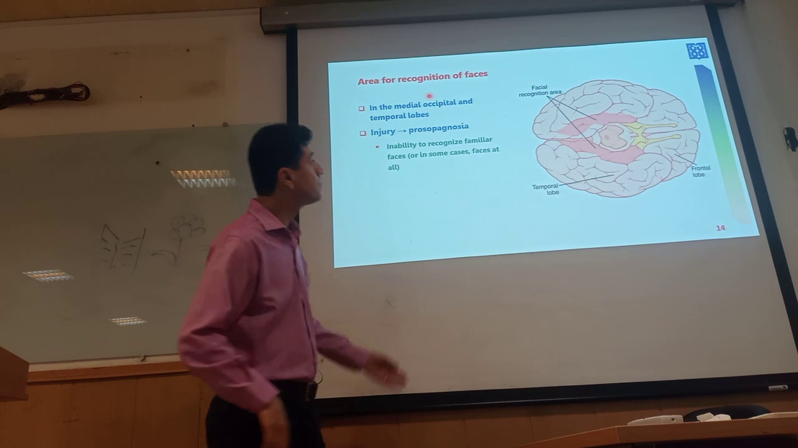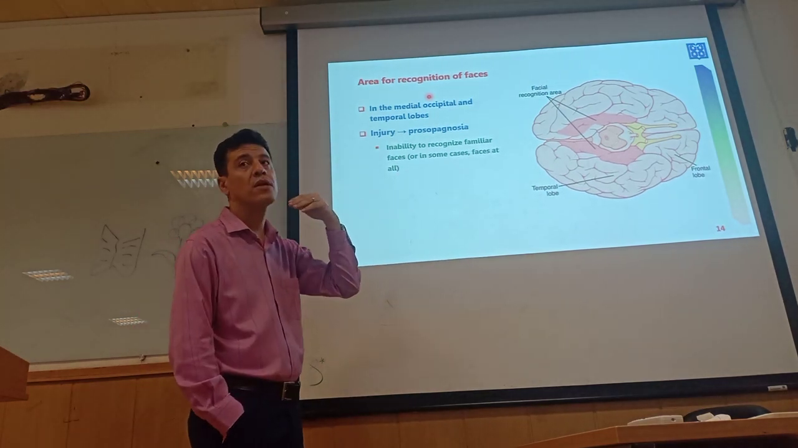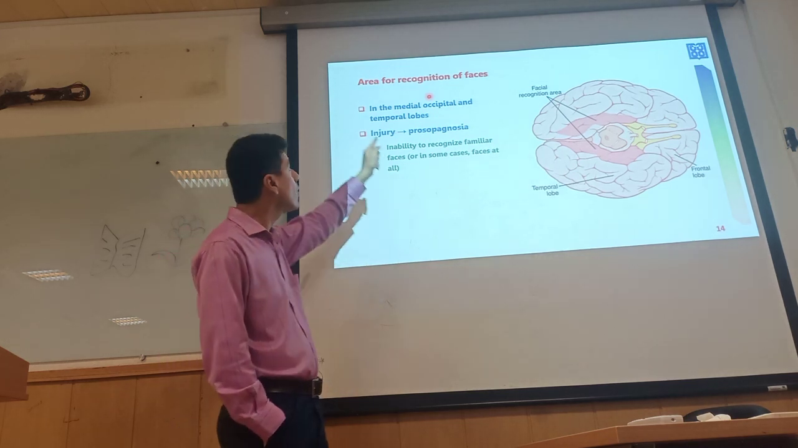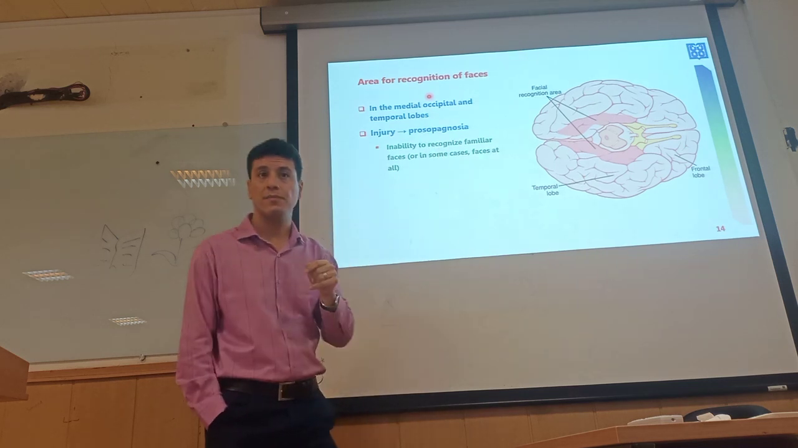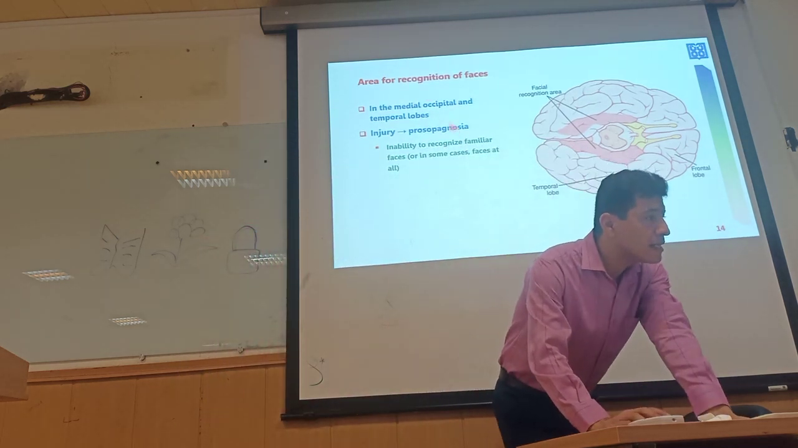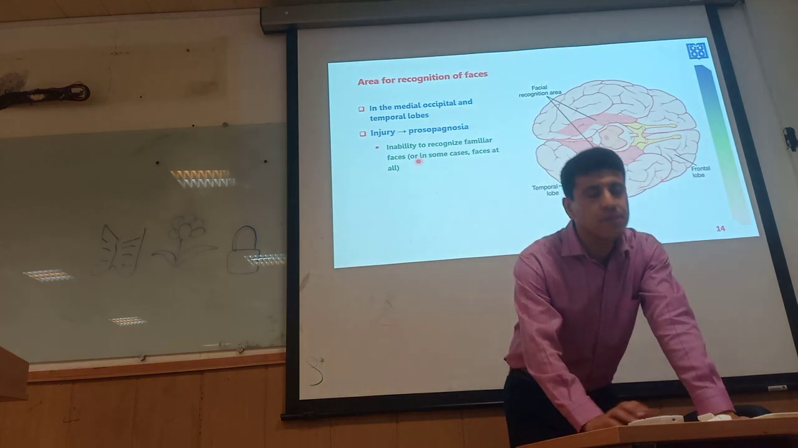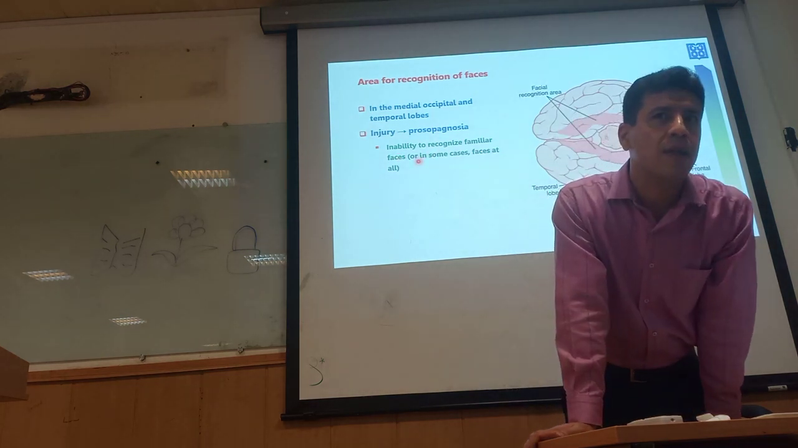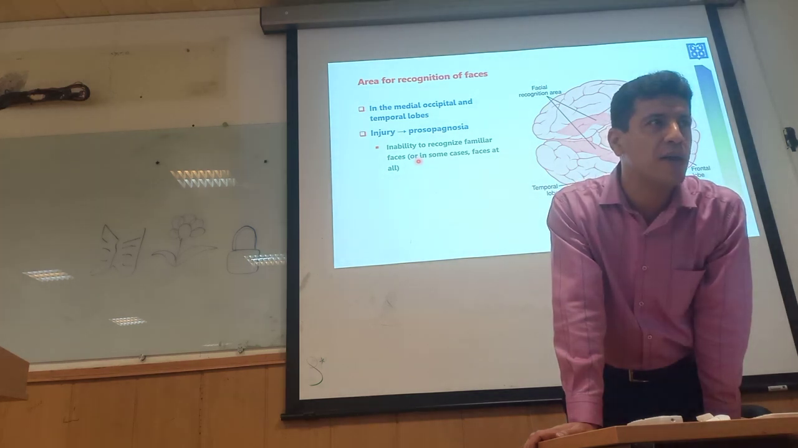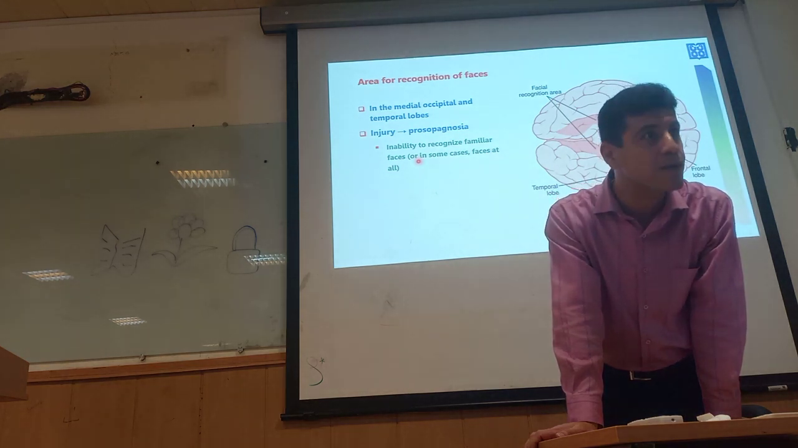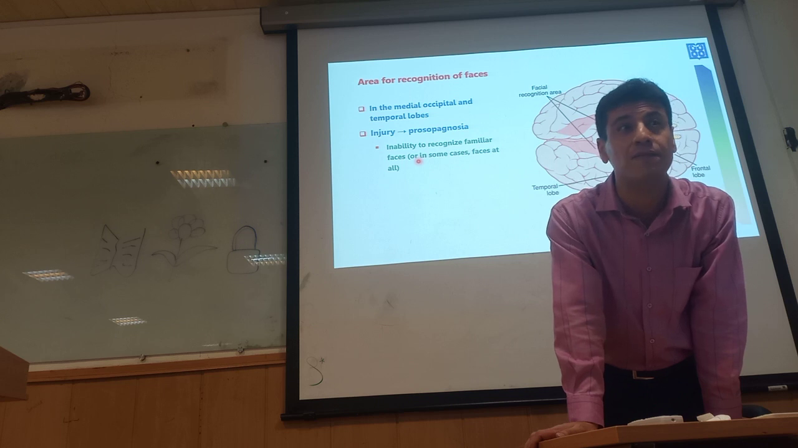Another area is here, underneath the brain, which is important for face recognition. So, damage here causes prosopagnosia. So it's located in the medial occipital and temporal lobe. Injury here causes prosopagnosia, which is an inability to recognize familiar faces. So the patient looks at his father's face, his mother's face, but he or she is not able to recognize them. So the patient cannot recognize familiar faces. Father, mother, any relatives, any friend.